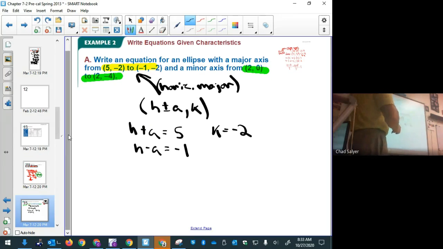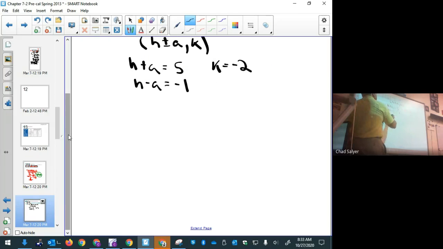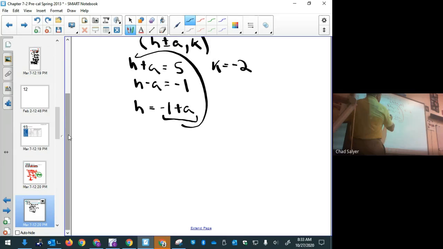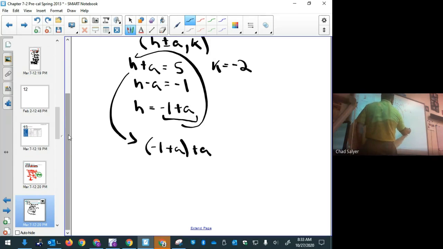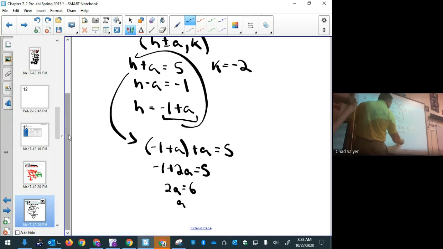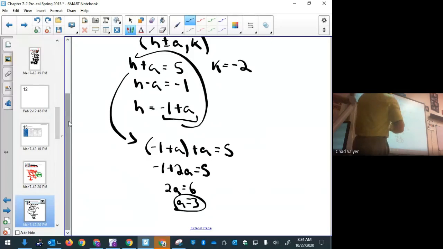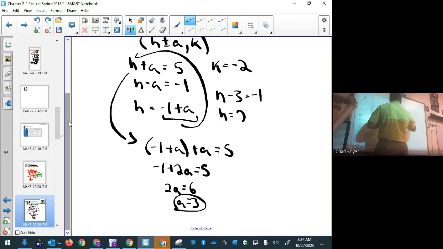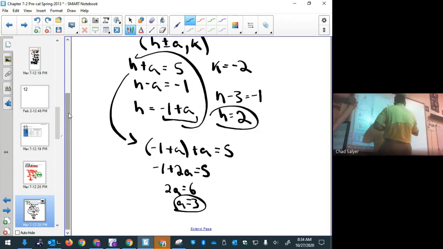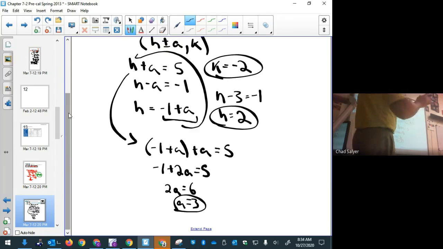I've got a little set of equations here to solve. And I could use matrices if you want to get kind of crazy, but I could also use substitution. So that would give me -1 plus a equals 5. So -1 plus 2a equals 5. 2a equals 6, and a equals 3. So I just care about a. Because once I get a, h is going to be obvious. So if h minus a is -1, then h minus 3 equals -1. Add 3 to each side, and h equals 2. Okay, so we've got now h, k, and a. All we need is b. And we've got this bad boy flipped.